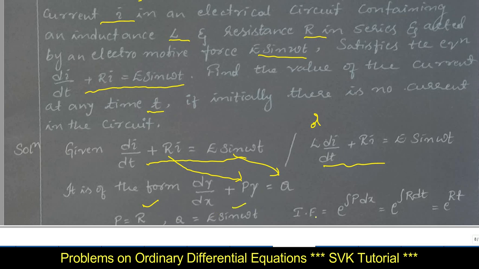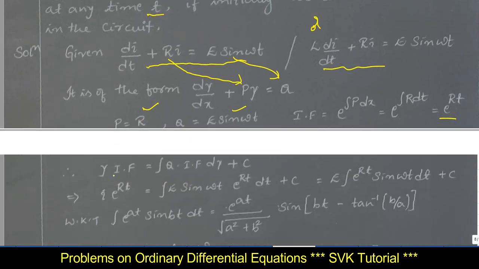After identifying p, find the integrating factor. So e power integral of p dx is e power integral of R dt. The integral of R with respect to dt is Rt. So e power Rt is the integrating factor. Now we know the solution: y into the integrating factor is equal to the integral of q into the integrating factor plus c. We get I e power Rt equal to the integral of E sin omega t e power Rt dt plus c.